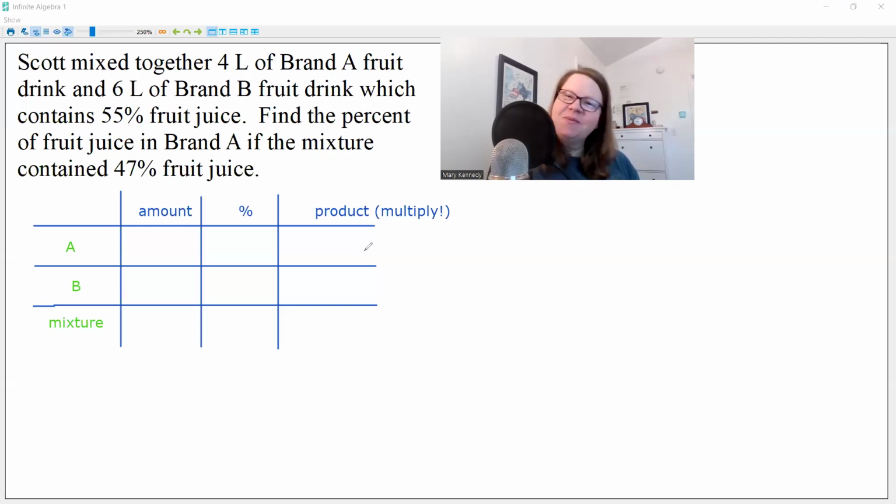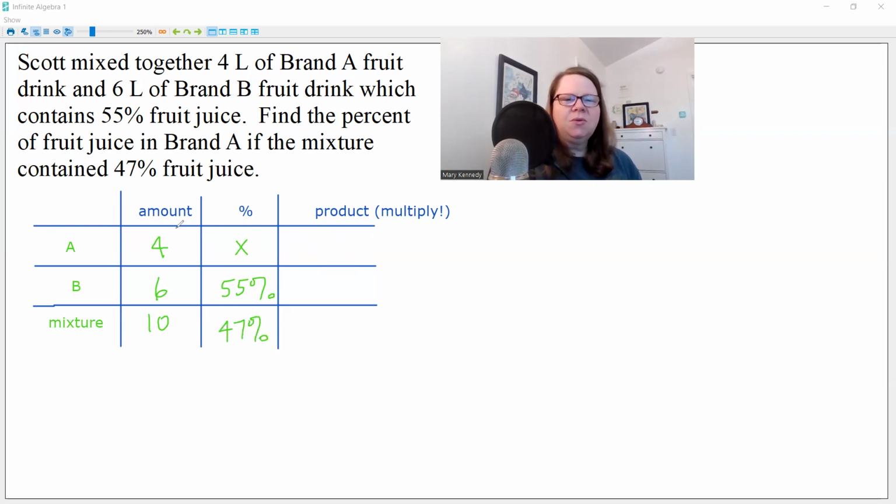Here's the quick version of a mixture problem. You're going to set up a chart like this. 4 liters of brand A and 6 liters of brand B. That's a total of 10 liters. And B contains 55% juice and the percent in A, so that's x, if the mixture contains 47%.